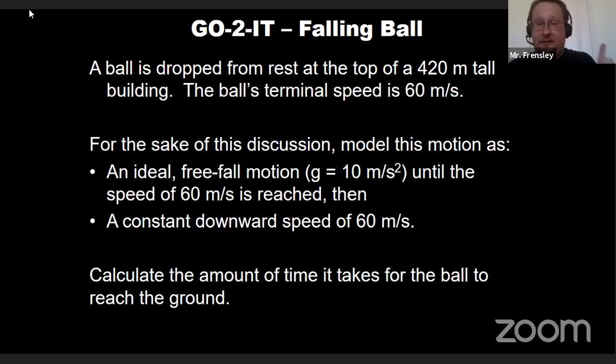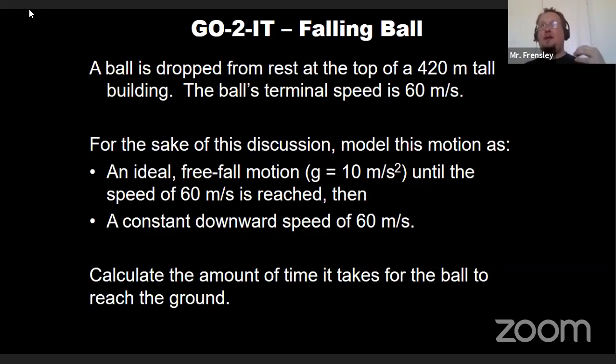For the sake of this discussion, I want you to make this algebra based and not calculus based. Those of you in Physics C know that there's a certain way that we analyze these kinds of problems with calculus, but we're going to model it differently to make it algebra friendly. I want you to pretend that the ball is going to fall freely for the first however long with g equals 10 meters per second squared, until it reaches 60 meters per second. Then the acceleration is going to turn off immediately.